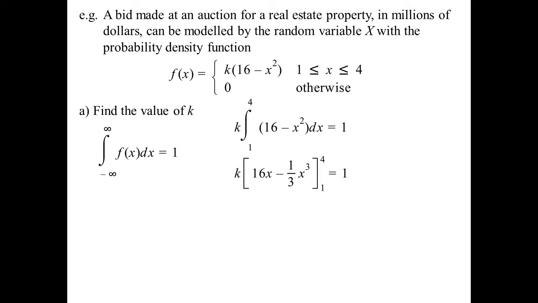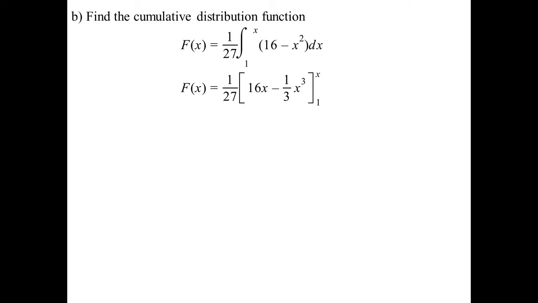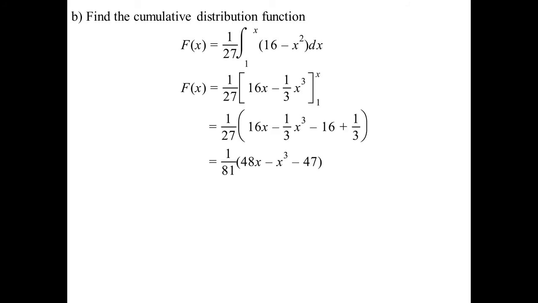Well, let's do our integration. Sub in 4, sub in 1. We get that k is 1 on 27. Find that cumulative distribution function. Okay. Well, the function is 1 on 27 now that we know what k is, by the integral of 16 minus x squared. So add 1 to the power over the power, sub in x, sub in 1, and we come up with our function.